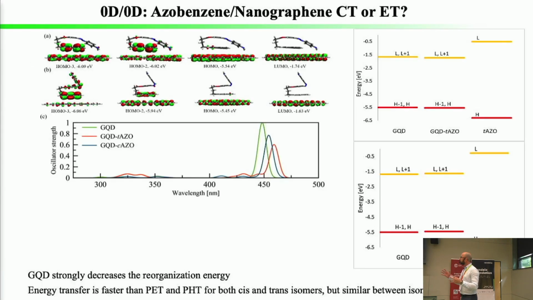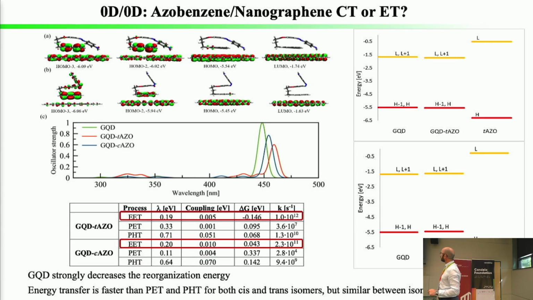So if we then put the interface together, we can already see from the picture of the alignment of the energy levels that this should give energy transfer. And indeed, what we observe is that energy transfer, excitation energy transfer, is the predominant process.